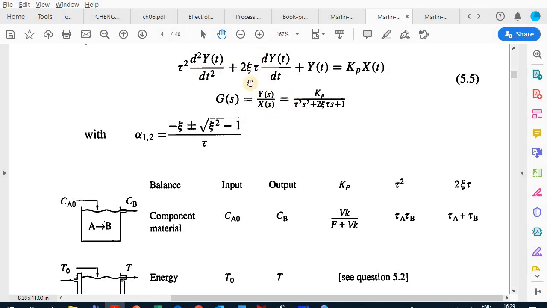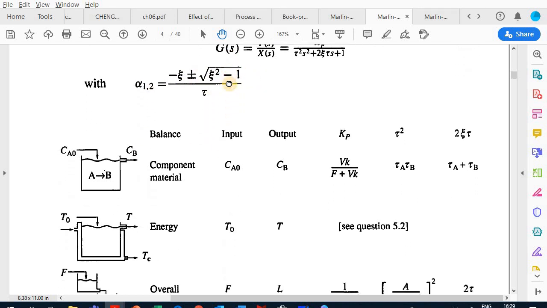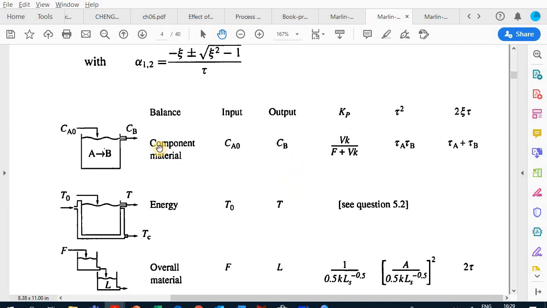So if you take Laplace of this time domain, you'll get this transfer function. If you take Laplace inverse of this transfer function, you'll get this equation here. And if you, of course, work on this standard form, you're going to find the values of xi, and the xi will tell you if it is oscillatory or not, or underdamped, or overdamped.